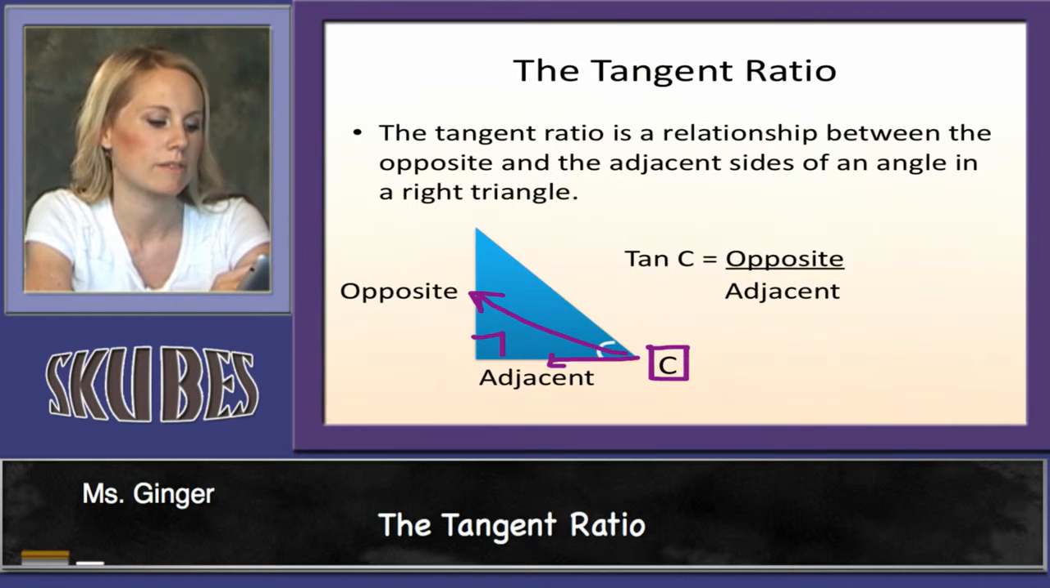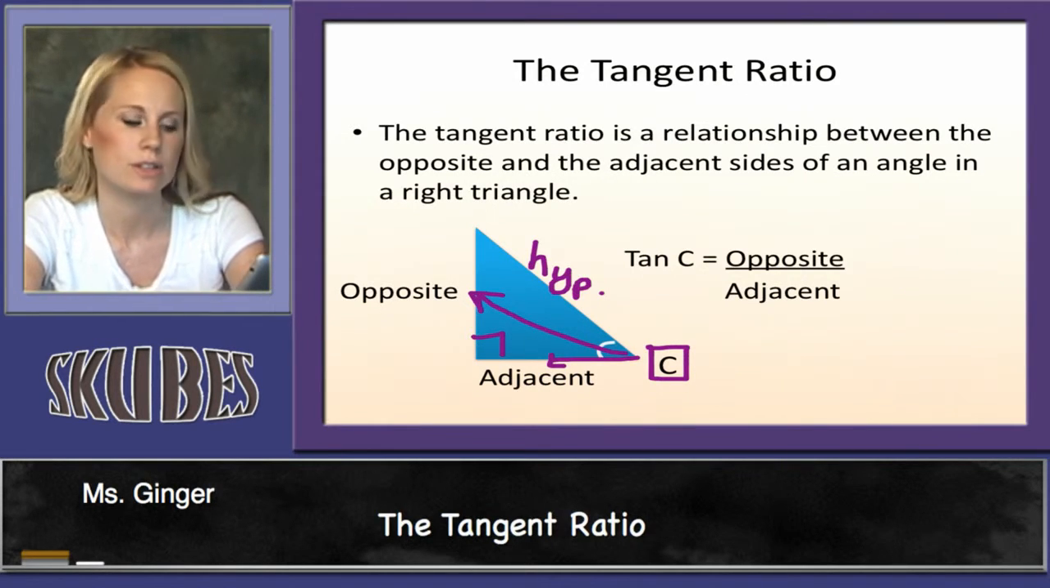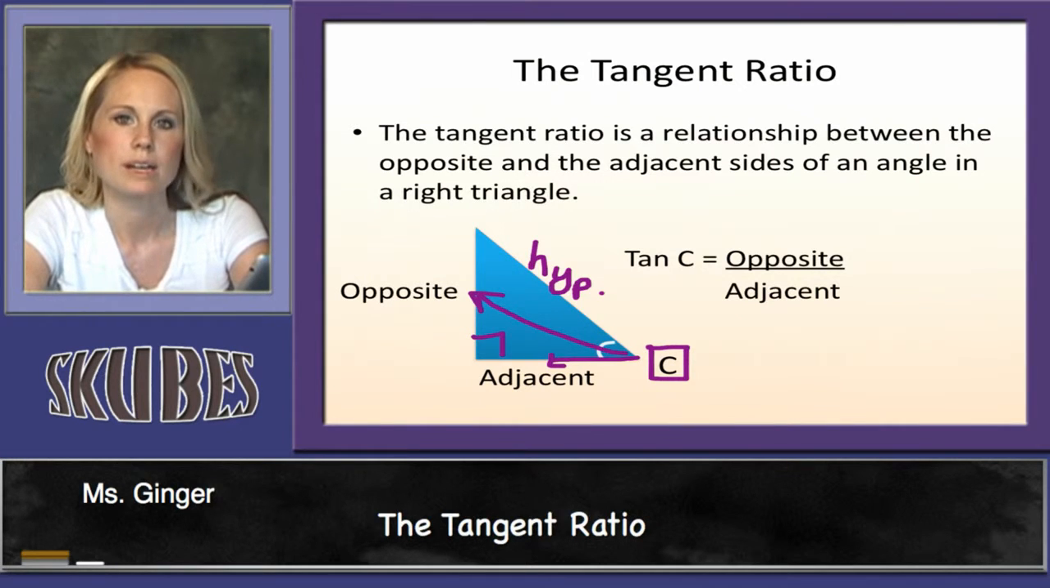Now the other side that we haven't looked at in this one is the hypotenuse. We don't need it for tangent, but you do need to know where it's located. It's that other longest side of your triangle.